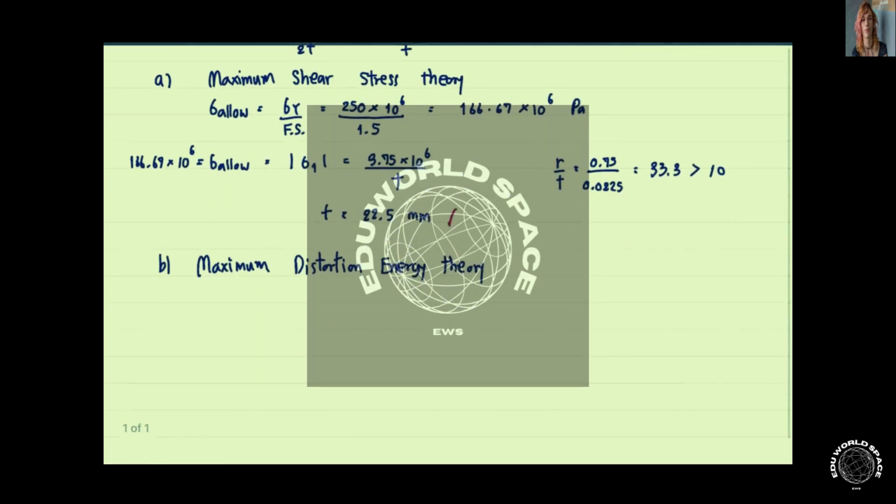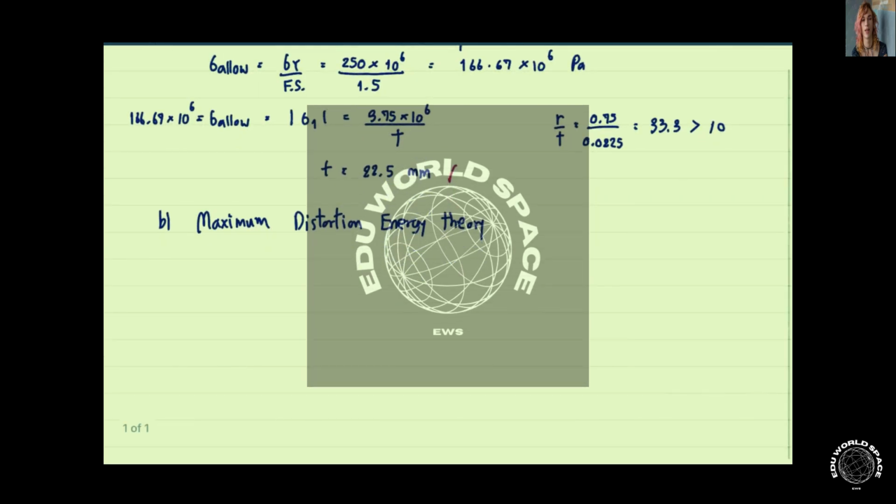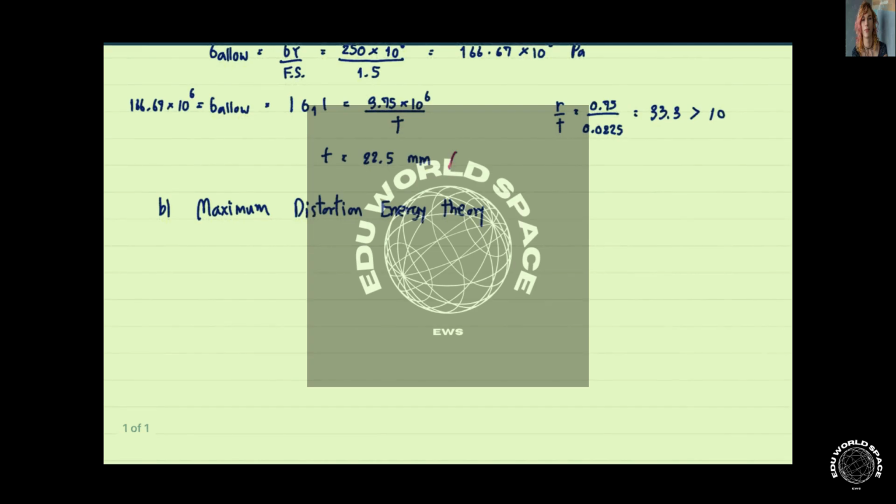Now we will do the same for the maximum distortion energy theory for the allowable stress of 166.67 megapascal. From the theory, we know that sigma 1 squared minus sigma 1 sigma 2 plus sigma 2 squared equals the allowable stress squared.